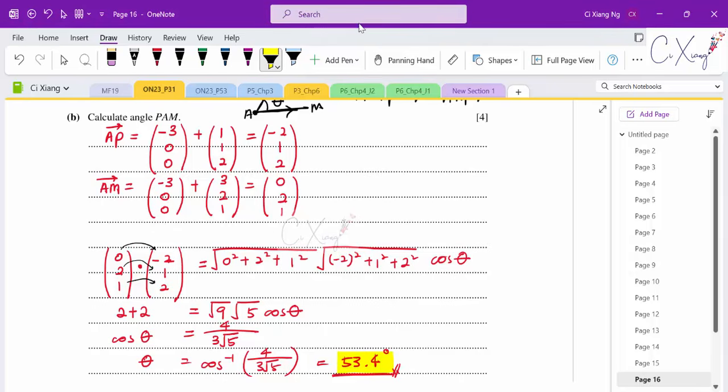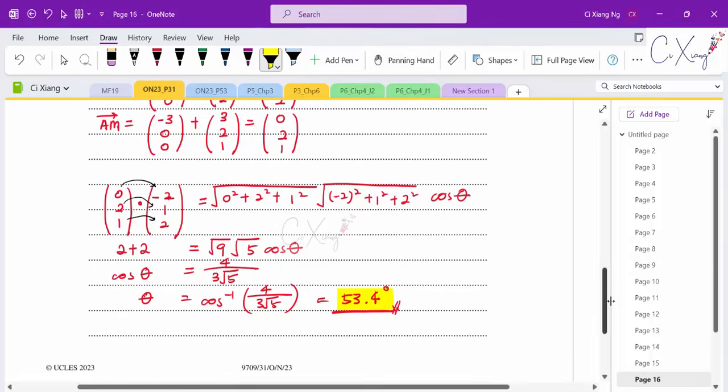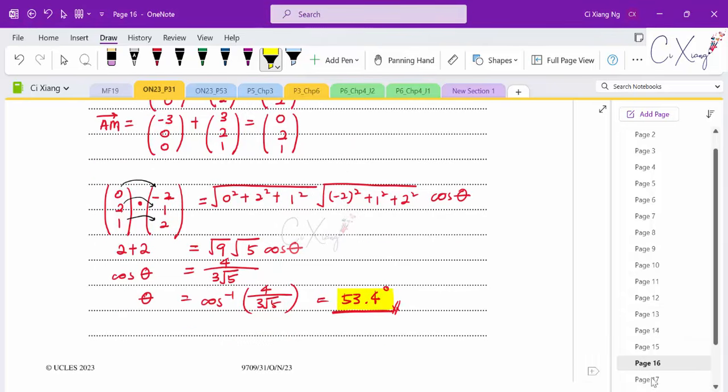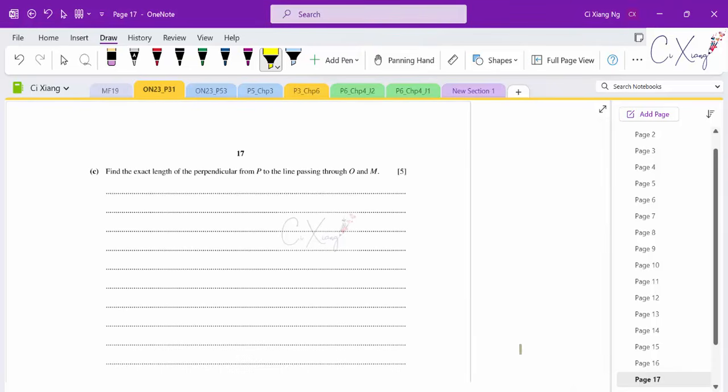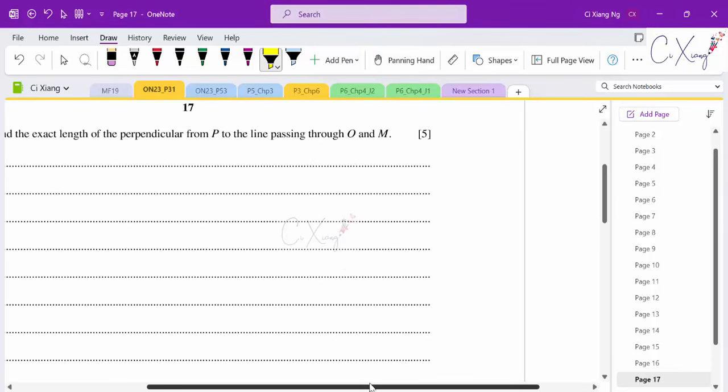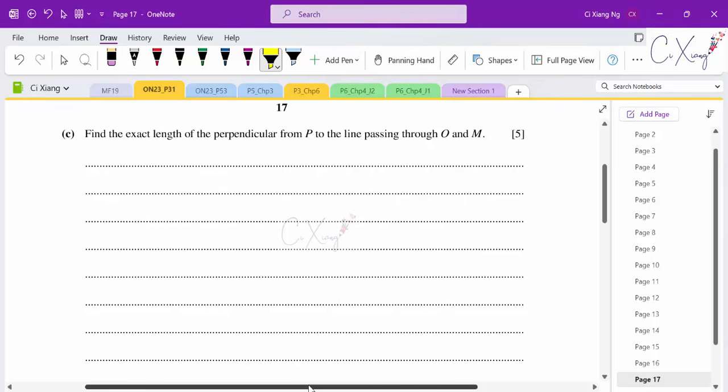Okay, then we have part C to go, so let's go for part C. For part C, they want us to find the exact length, highlight the keyword exact, of the perpendicular from P to the line passing through O and M.